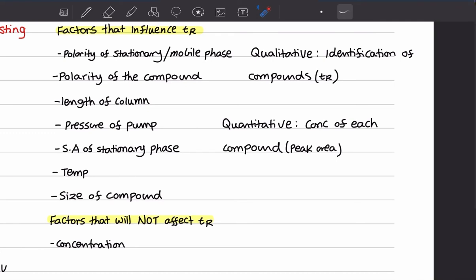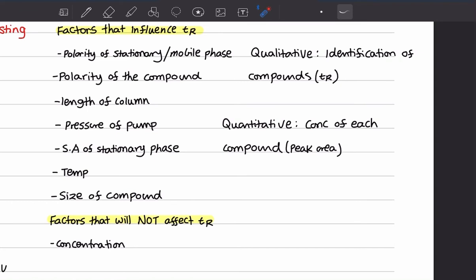But for the length of the column, the retention time is expected to increase as the length of the column increases because there is simply more distance for the element to travel. And for pressure, obviously, when you apply a greater amount of pressure to something, in this case the element, you would expect it to flow through the column a bit quicker, which leads to a lower retention time.